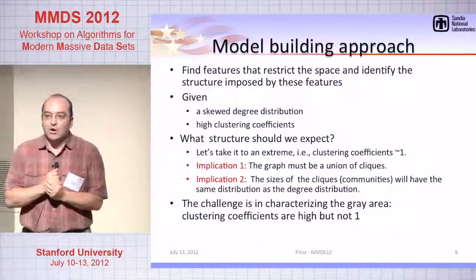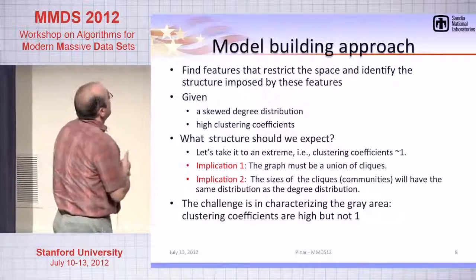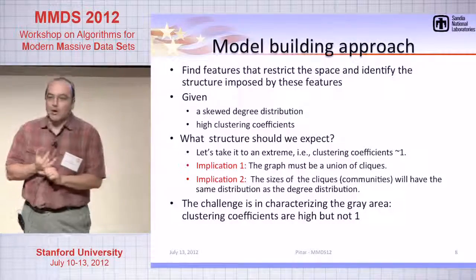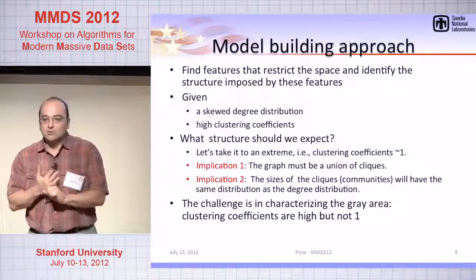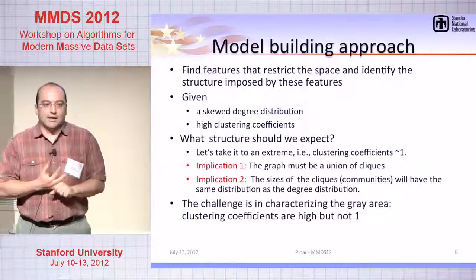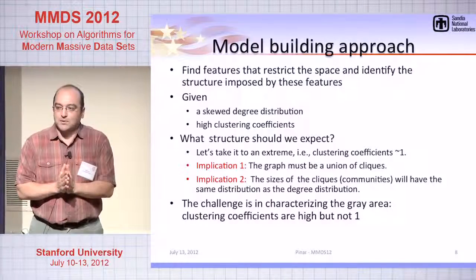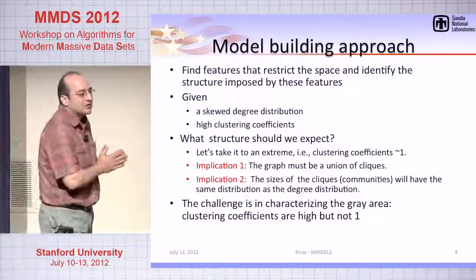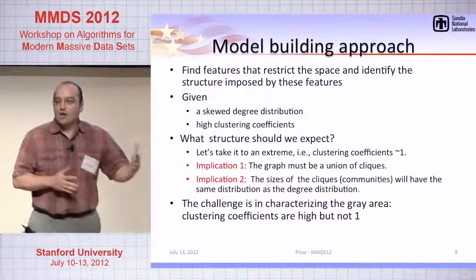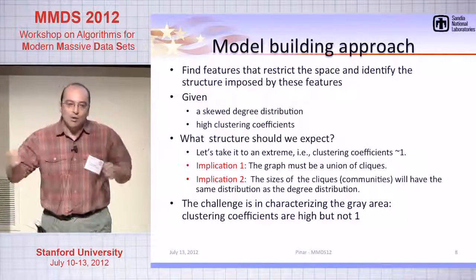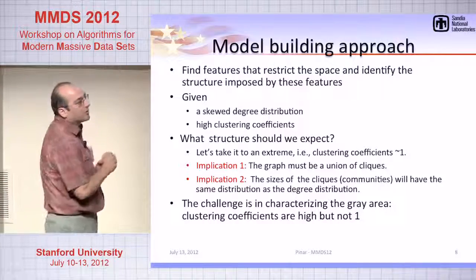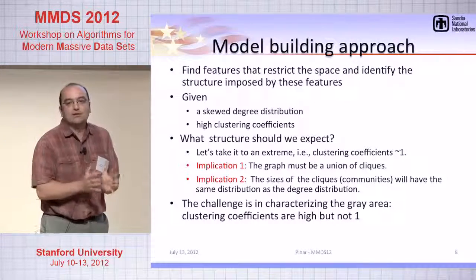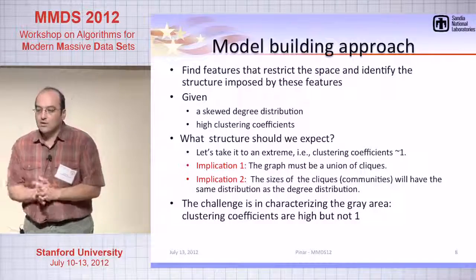So what is our model building approach? What we want to do is find features in these graphs, and that will restrict the search space. And once I do that, if I can restrict the search space, then I can use results from graph theory. So if I need X and Y and this and that, what should the graph look like? And then in that limited search space, we can generate our graphs.